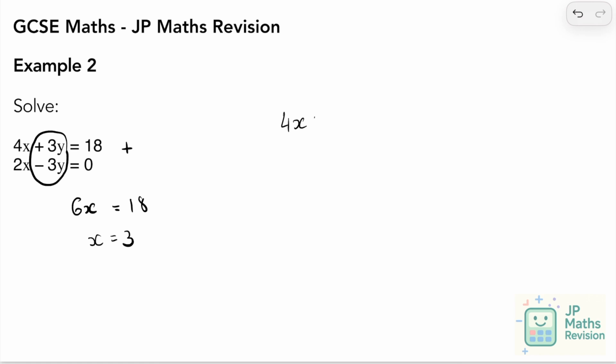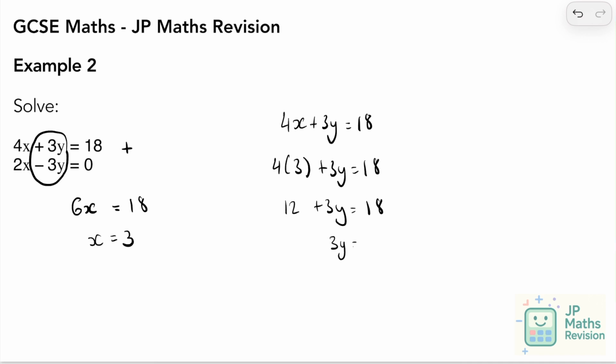The top one is 4x plus 3y equals 18. Now sub in x equals 3. We have 4 times 3 plus 3y equals 18. 4 times 3 is 12, and 12 plus 3y is 18. So I'm going to minus 12 from both sides, so I end up with 3y equals 6. And therefore y is 2. So the two solutions to this equation are x equals 3 and y equals 2.